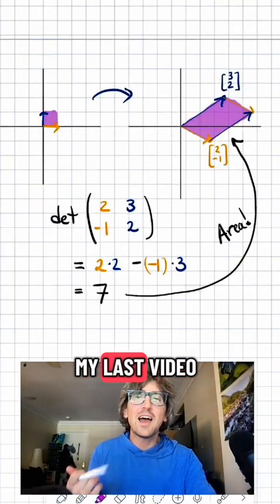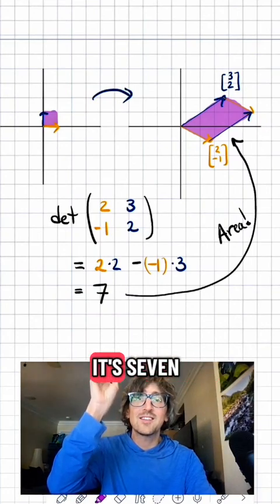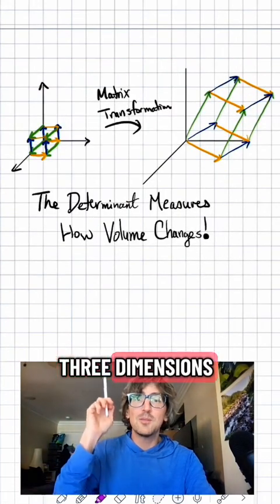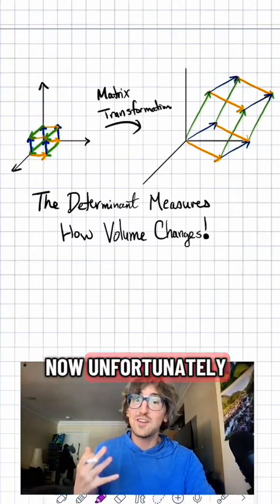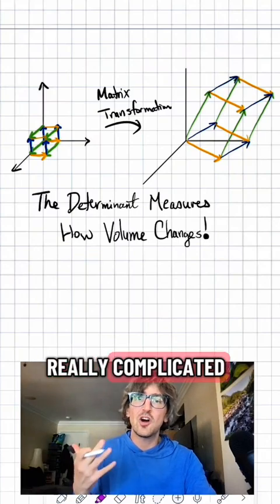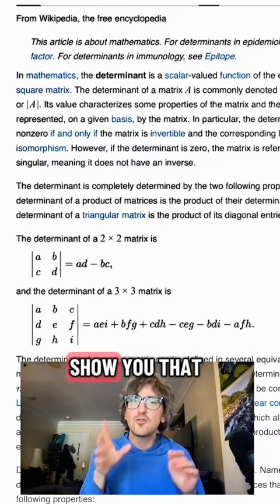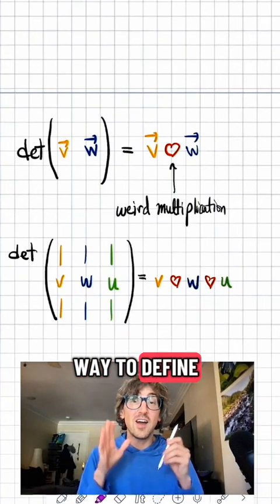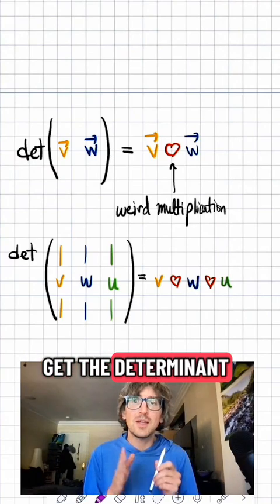If you watch my last video, every matrix encodes a transformation, and the determinant, in this case it's 7, records how much the area changes by when we do it. In 3 dimensions, the determinant is measuring how the volume is changing. Now, unfortunately, finding a formula for that is really complicated. As we go from size 2 to size 3, things get complicated, but I want to show you that this isn't coming out of thin air. I'm going to show you that there's a way to define a weird multiplication of vectors, but when we do it, we get the determinant as an answer.